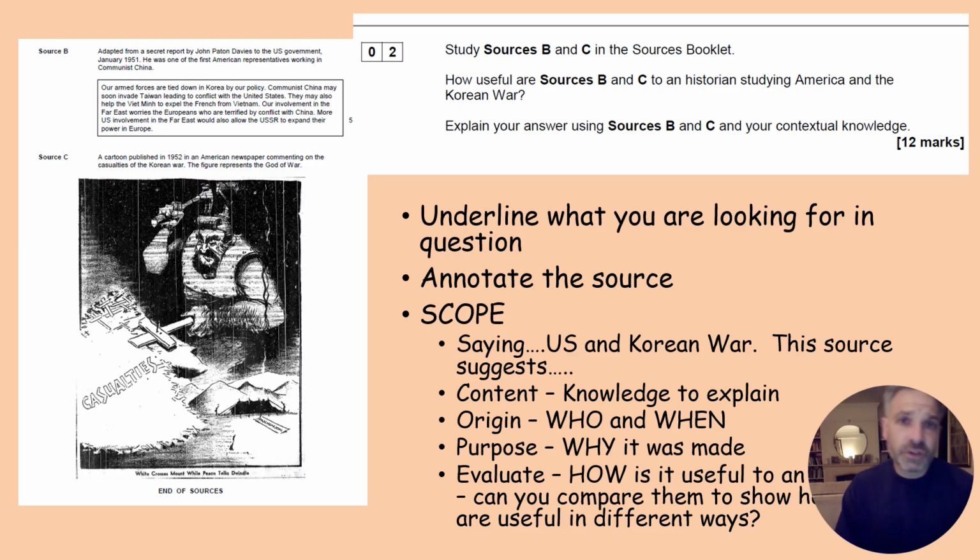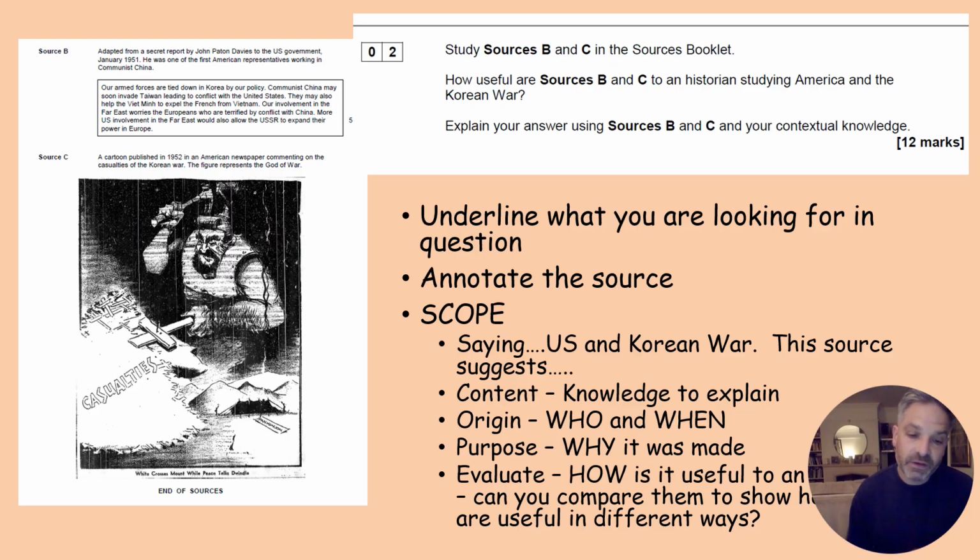In the end, what you want to do is evaluate. Now, I would say that basically to evaluate, you're comparing the two and you're saying how they are both useful in different ways, but kind of when put together, they give a really interesting reflection. And again, if you look at this source, it's both two sources concerned about similar things being tied down in Korea and the number of casualties piling up, but they come from different sources, different angles, but put together, they're really useful to historians.